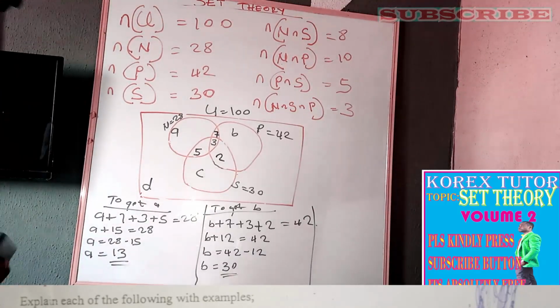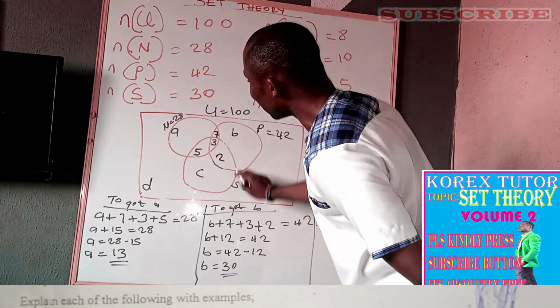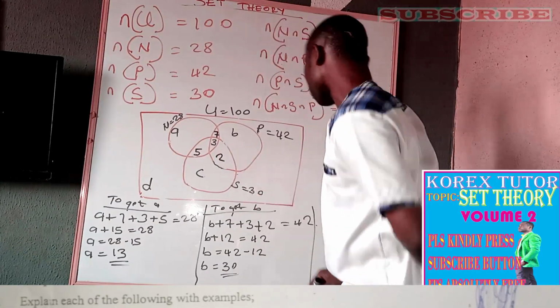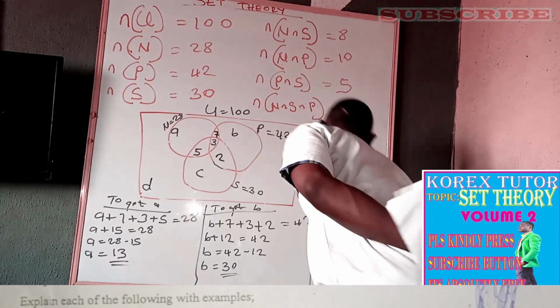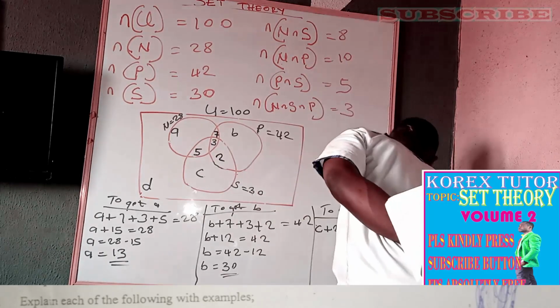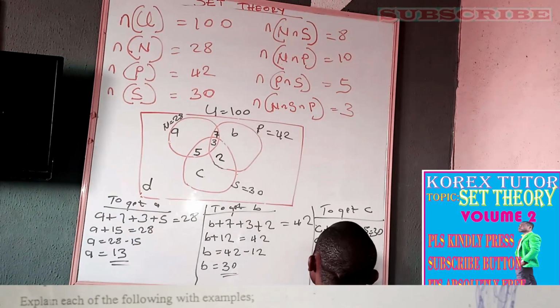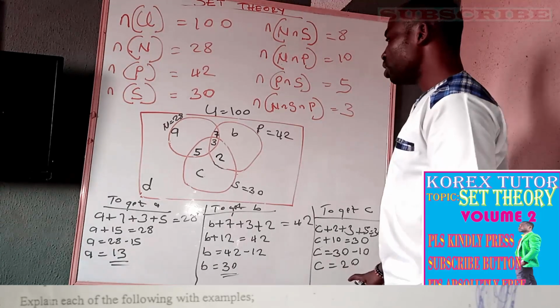You can see that this is very simple. So the same thing goes to C. We say that C, everything that is around this circle, when we add all of them, it should give us 30, right? So to get C, C plus 2 plus 3 plus 5 is equal to 30. Now C plus 2 plus 3, 5. 5 plus 5, 10. C plus 10 is equal to 30, right? Now C is equal to, we collect the like terms, 30 minus 10. So C is equal to 20.